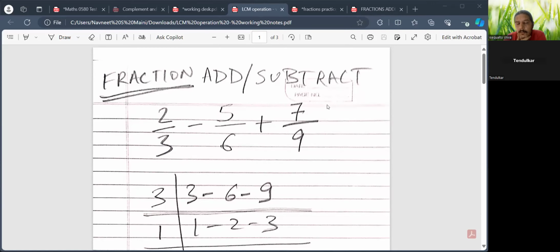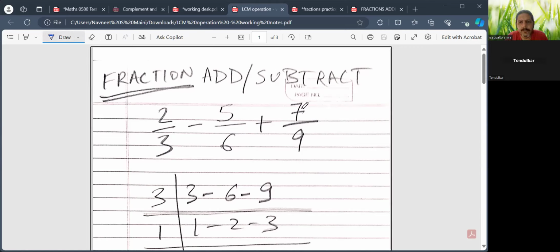So, Arman, the addition and subtraction of fractions. I'll start with a very simple example. Let us assume that these are the three terms that we have to add and subtract, and all three terms are fractions.